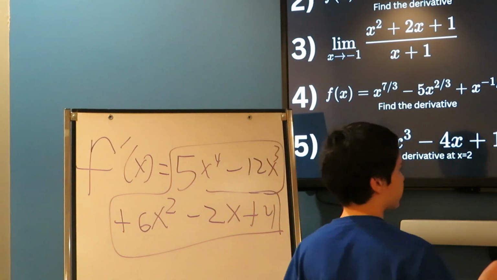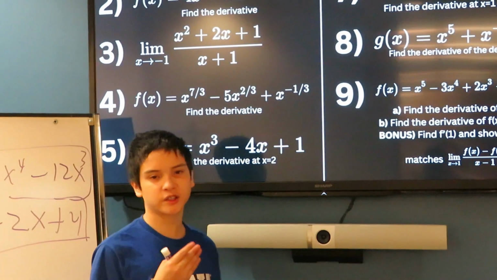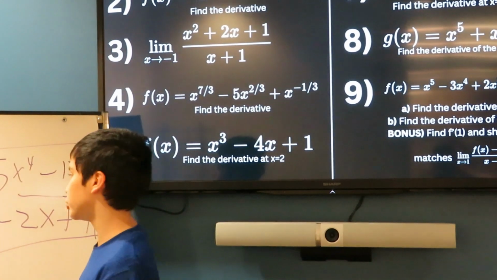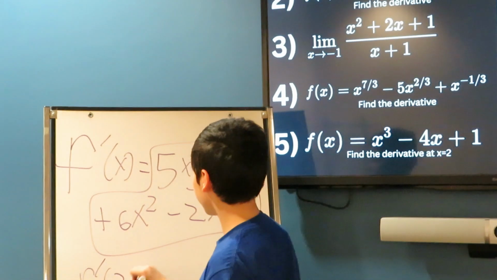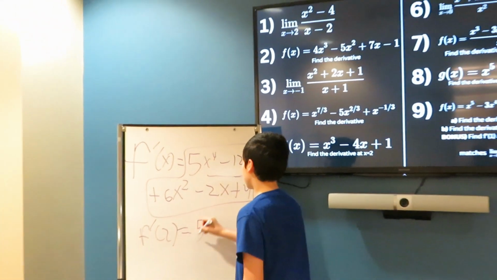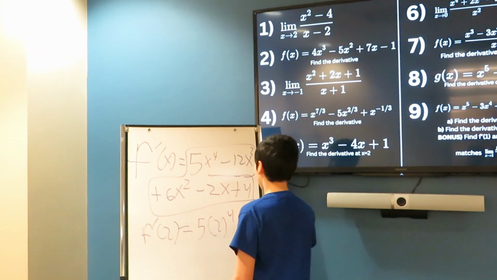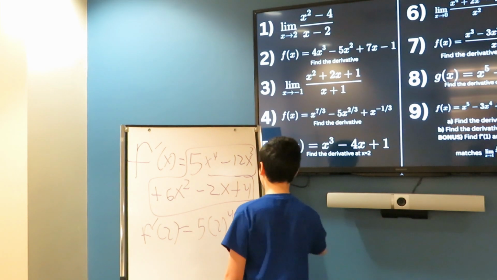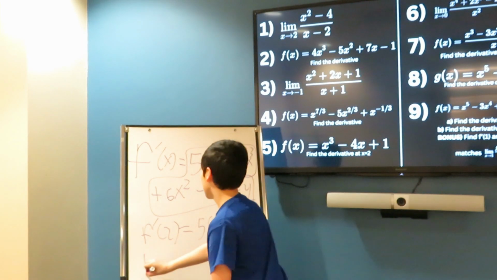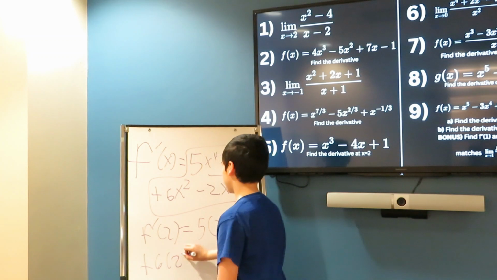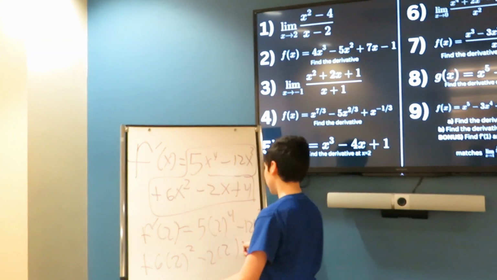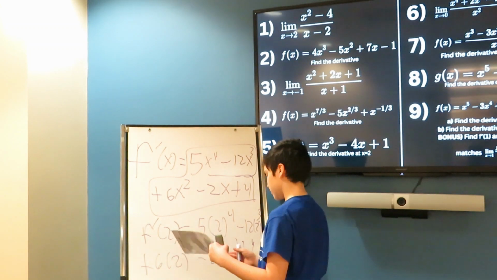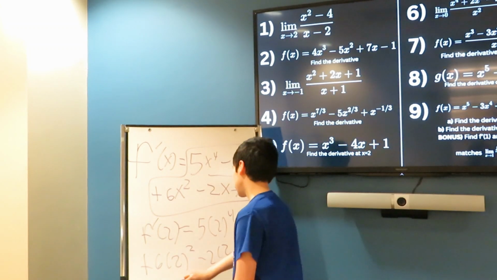Now we're asked to find the derivative at x equals 2 for part B. So using our already calculated expression, we get f prime of 2 equals 5 times 2 to the 4th minus 12 times 2 to the 3rd plus 6 times 2 squared minus 2 times 2 plus 4. And after a bit of simplification, you get 8.